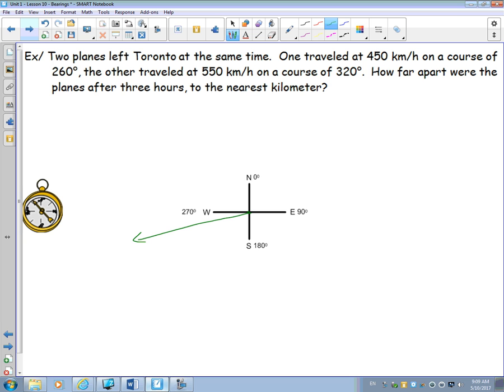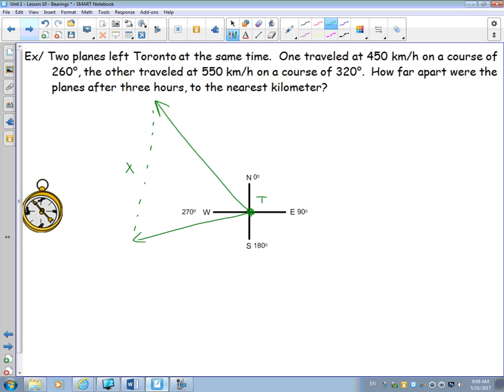The other traveled 550 kilometers an hour on a course of 320. 320 is more than 270. It's going to be about there. Remembering Toronto is our starting point. How far apart were the planes after 3 hours? So I need my x. So what are we going to do here?